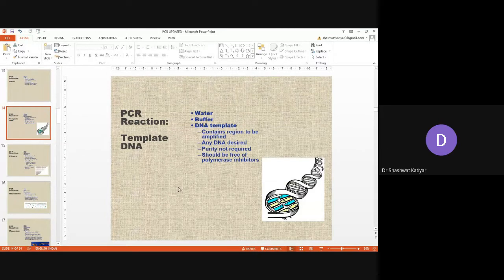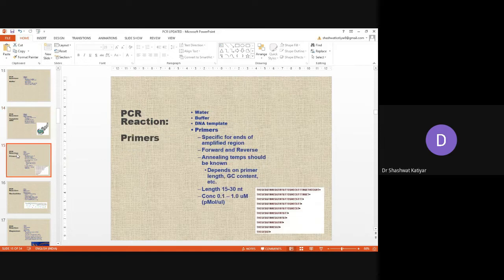It can amplify all of the DNA, and it should be free of polymerase inhibitors, because there is primer activation and there is primer extension. So there will be an enzyme which is polymerase inhibitor free. So these are the needs for the PCR reaction.